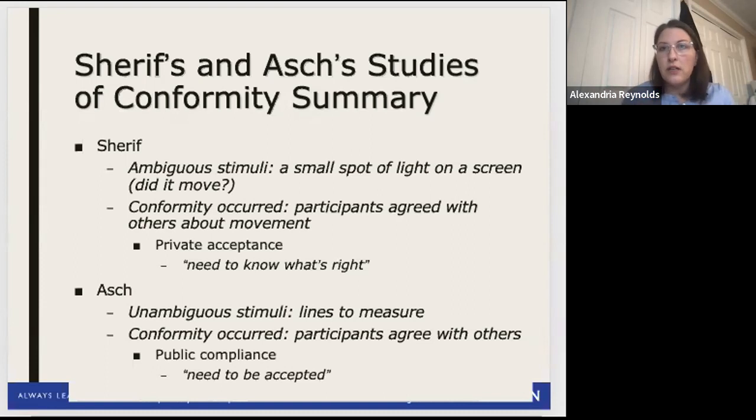Sherif did a series of studies where it's a really ambiguous light and you can't really tell where it's going. And so participants were much more likely to conform because instead of wanting to go with the group because they wanted to be accepted, they just didn't know the answer. And so they wanted to know what was right. So to fill that need, they actually privately accepted that, yeah, that's probably the right answer because I don't know, because it's so ambiguous. Okay, so I'll cover that a little bit. I'll start back over with that just so that we're clear on that next class.